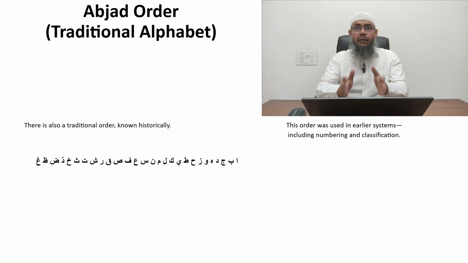Now, there is something called the abjad order. This is the traditional alphabet sequencing mechanism. So there is also a traditional order known historically. You can see the same letters. Don't worry if you can't read them. We'll come to that. The same letters but arranged in a different sequence. This order was used in earlier systems, including numbering and classification.